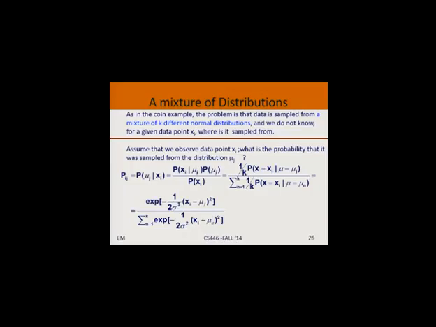Here I'm just writing it in a more explicit way: p of x being xi given mu is mu j, divided by the probability of the data, which is just summing over all k. And now we can write it. We know that it's a normal distribution. This is where the specific assumption of which model we're using comes in, and I'm just writing it. So it's e to this power divided by the sum.